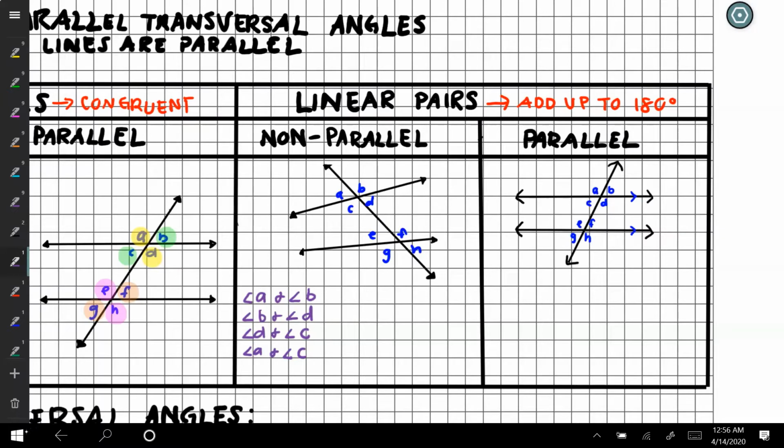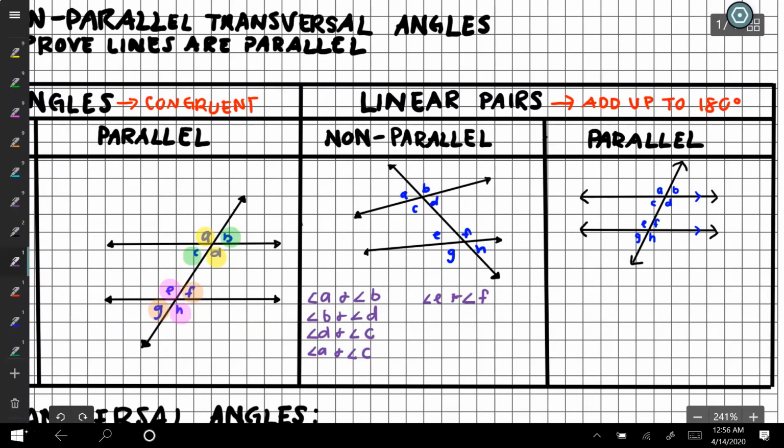Alright, so we did our top 4. We're going to do the bottom 4 now. We're going to stick with purple. Angle E and angle F are linear pairs. Angle F and angle H are linear pairs. Angle H and angle G are linear pairs. And angle G and angle E are linear pairs.